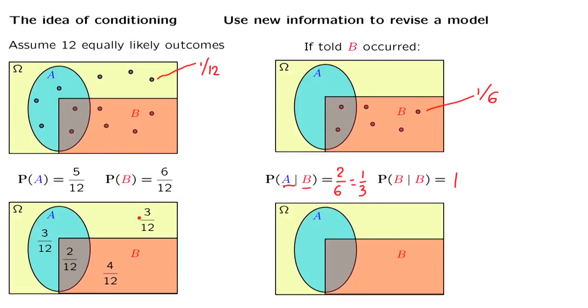How should we revise our probabilities and construct conditional probabilities once we are told that event B has occurred? First, this relation should remain true. Once we are told that B has occurred, then B is certain to occur, so it should have conditional probability equal to 1.